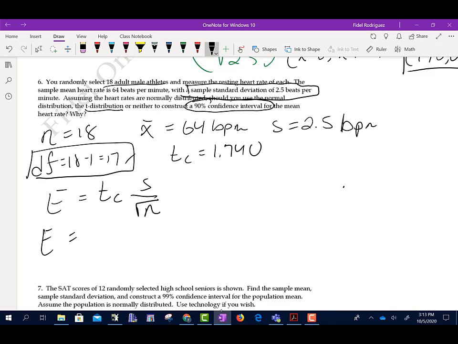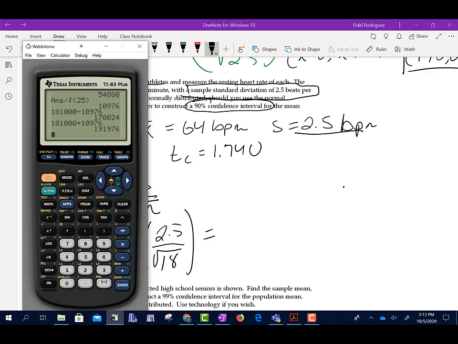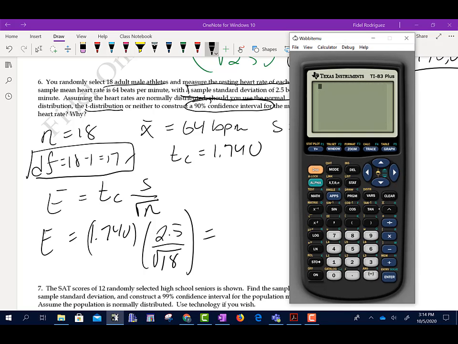So let's see if we can find that error. So I'm going to take 1.740 times my S, which is 2.5, divided by the square root of 18. Okay. So take my calculator, let me move it over here, clear it out. 1.740 times 2.5 equals divided by the square root of 18. Close that off, hit enter, and I'm coming up with 1.03.